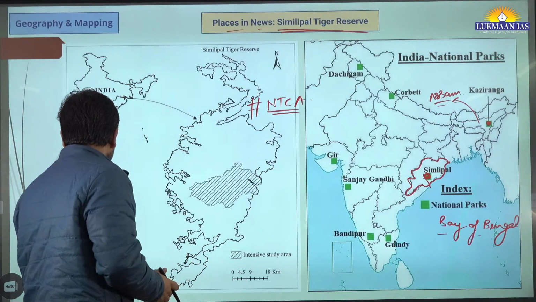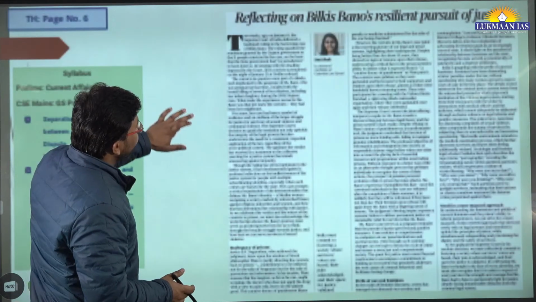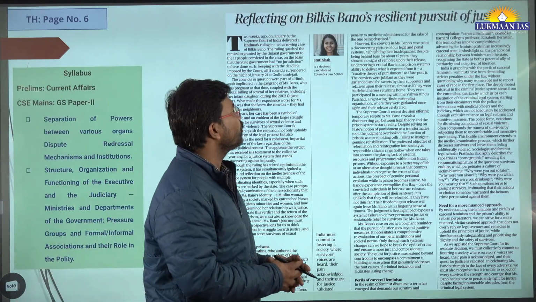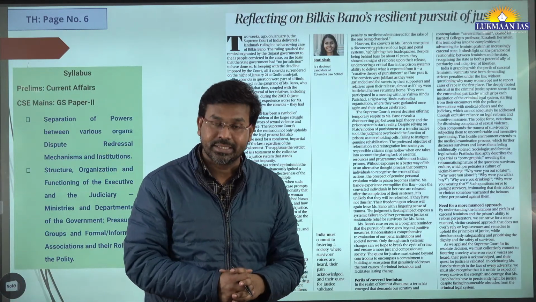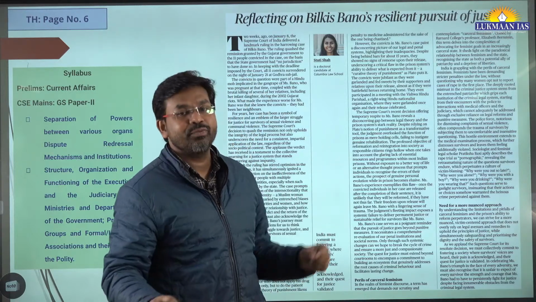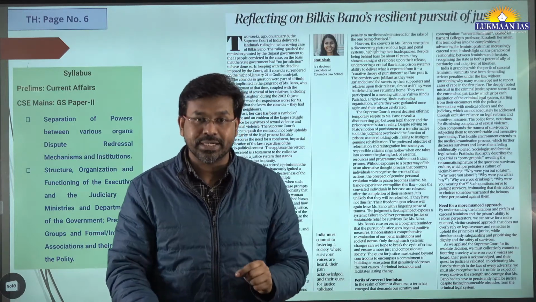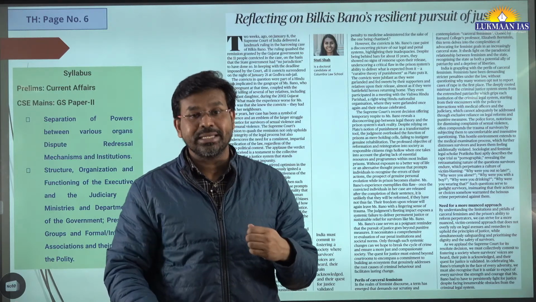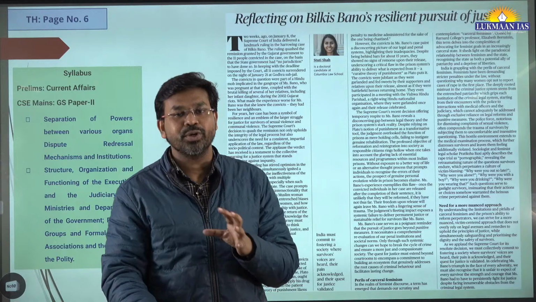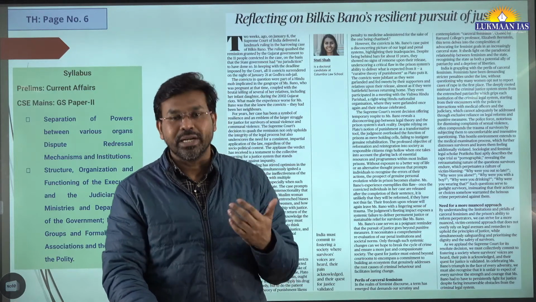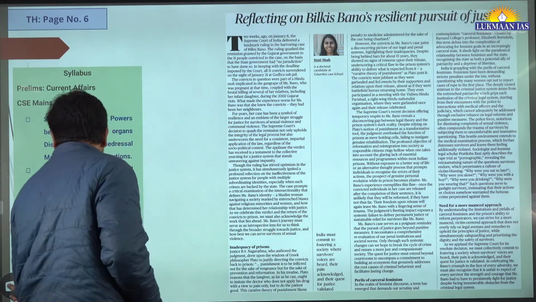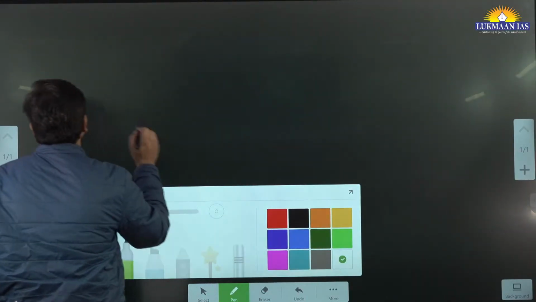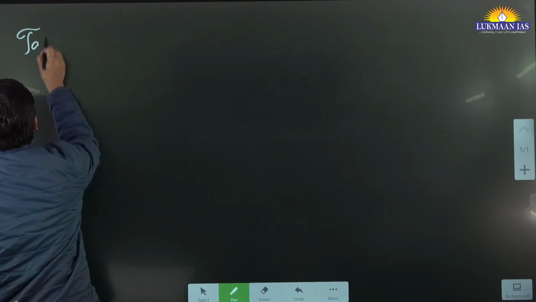So let us quickly move to the first topic for the discussion today, and this is the topic. It says reflecting on Bilkis Bano's resilient pursuit of justice, right? So through this article, we are going to discuss about some of the concepts related to social justice. We will discuss about some of the concepts related to, let's say, administration of justice, right? We are going to discuss about Plato's theory related to justice, okay? So let us quickly start the discussion on this particular topic. So this is topic number 1 for the day.